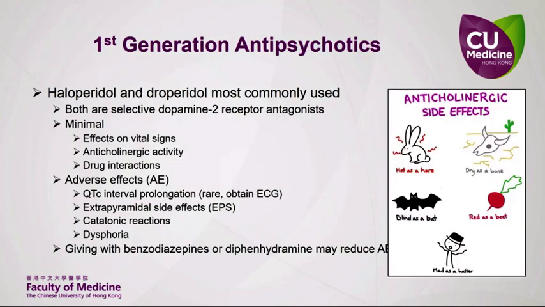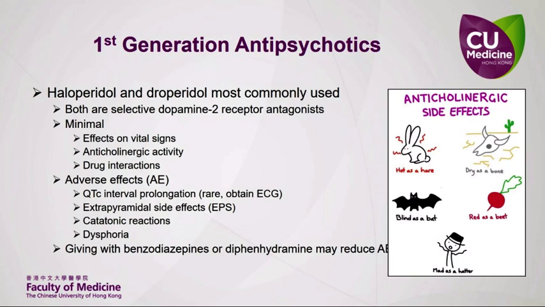Haloperidol and droperidol are the most commonly used agents. This is despite the Society of Critical Care Medicine recommending against the use of haloperidol in these patients. Adverse effects to be aware of include QTc interval prolongation, which is more dangerous with IV administration, as well as extrapyramidal side effects. Combination therapy with benzodiazepines may reduce the adverse effects associated with the first-gen antipsychotics.